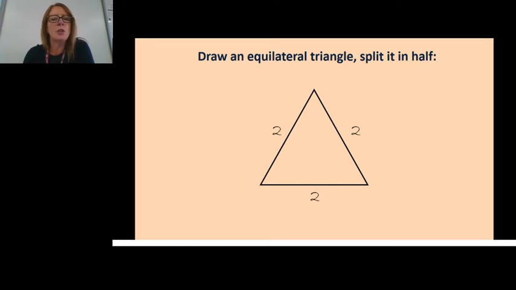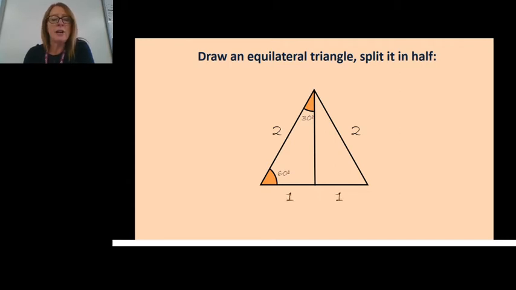Okay, so it's 2 by 2 by 2. It's an equilateral triangle, so each of the angles will be 60 degrees, and I'm going to split it in half. Now the angle at the top there, because I've split it in half, would now be 30 degrees. So I've got the hypotenuse, I've got the base, which all of that is 2. I've cut it in half, so it's going to be 1.